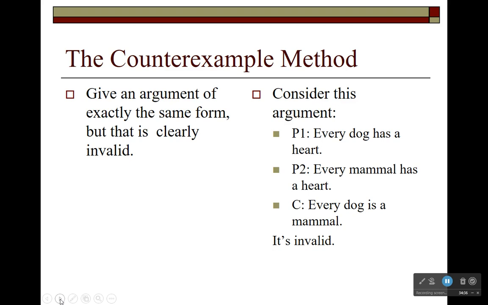And I know from experience that it's hard for some students to see that that is an invalid argument. But I want to suggest that the reasoning in this argument is incorrect reasoning. It's not logically correct reasoning. It's fallacious reasoning. It's hard for students to see that because every dog has a heart is true, and every mammal has a heart is true, and every dog is a mammal is true. All those statements are true.